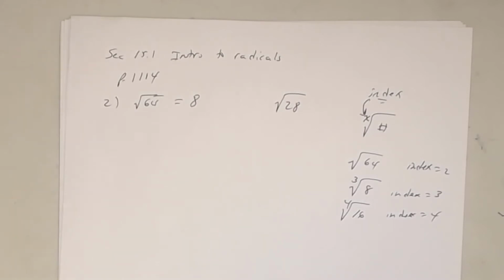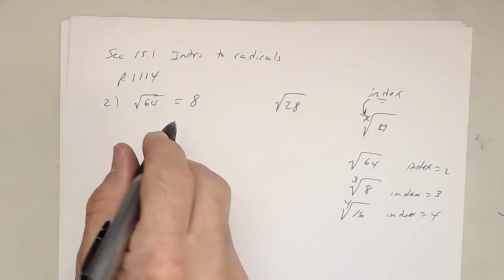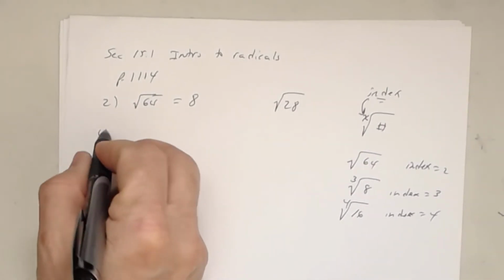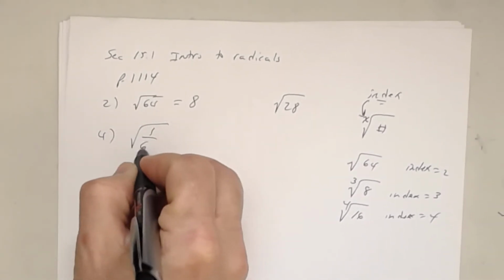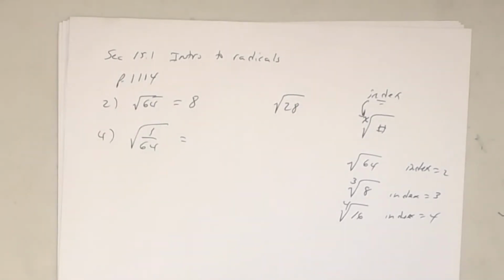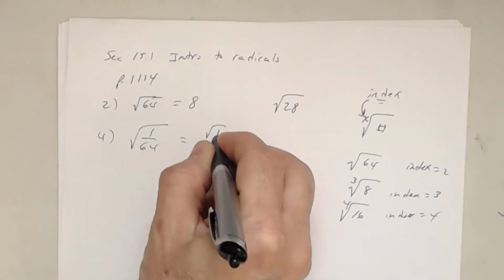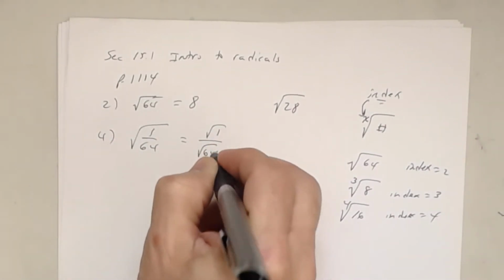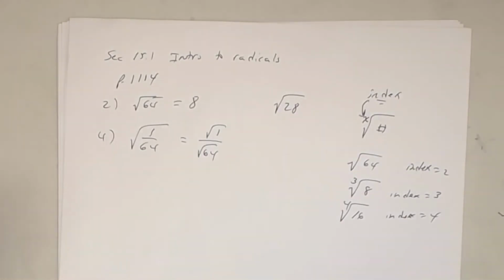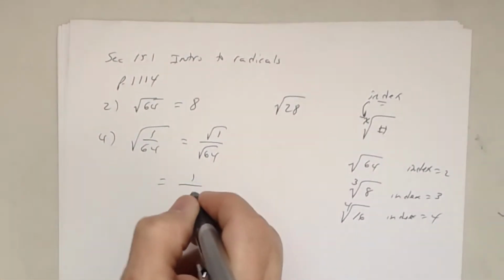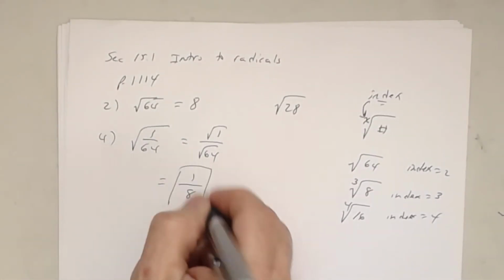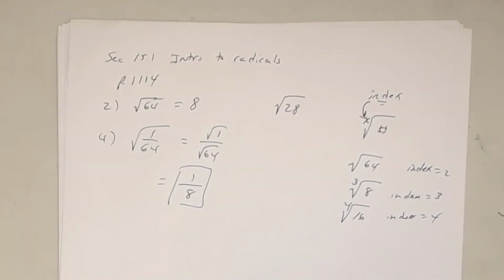All right. So that's number 2. Number 4, square root of 1 divided by 64. In your mind, you know that's the same thing as saying the square root of 1 divided by the square root of 64, right? You didn't have to write that down. You could look at this and tell me what the answer is. What's the square root of 1? What times itself is 1? 1. Divided by what? 8. So number 4 is 1/8.